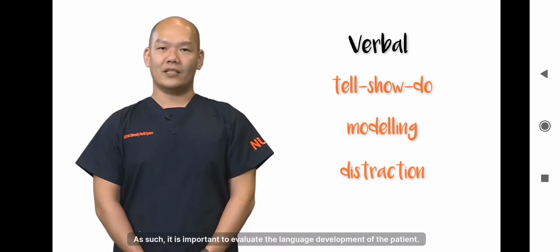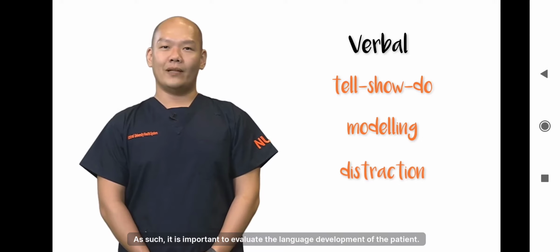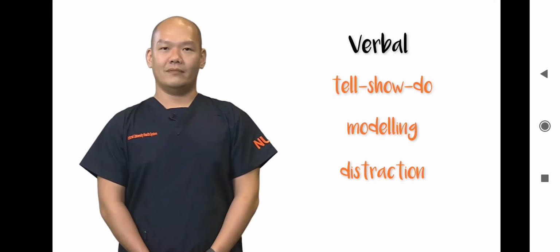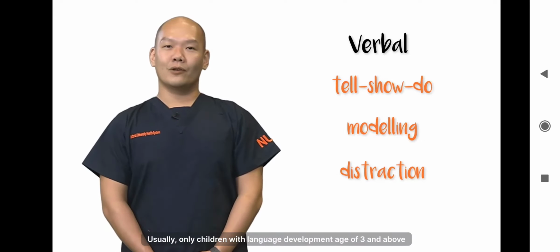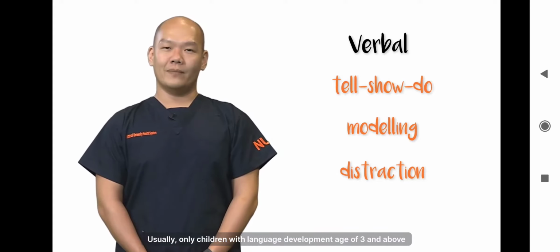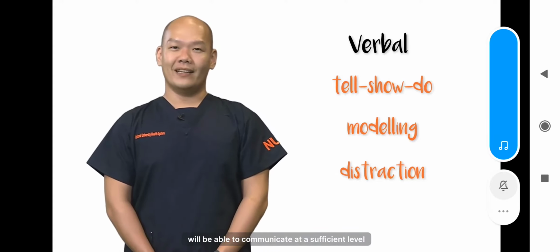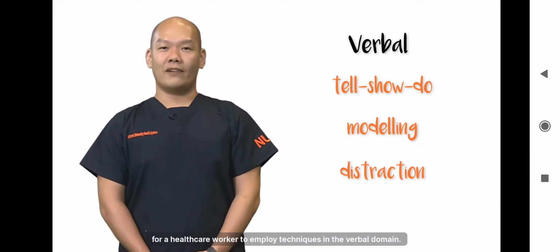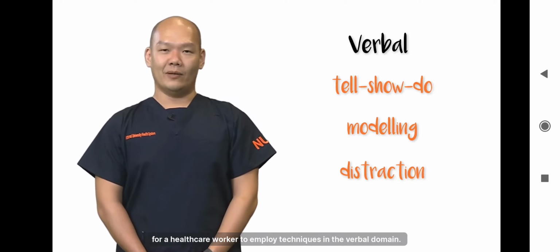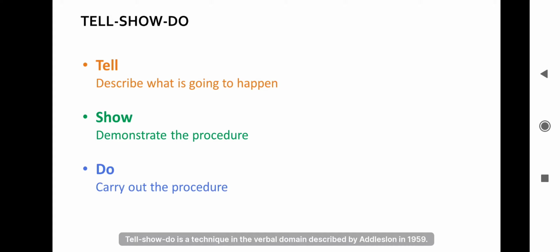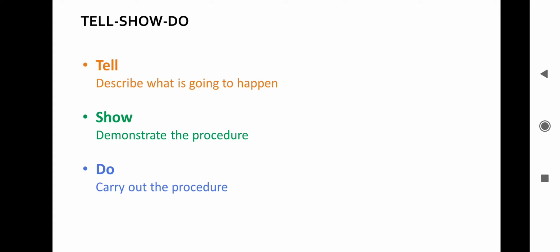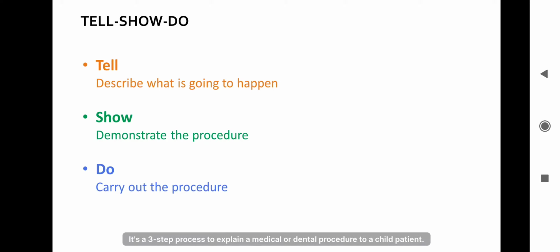As such, it is important to evaluate the language development of the patient. Usually, only children with language development age of 3 and above will be able to communicate at a sufficient level for a healthcare worker to employ techniques in the verbal domain. Tell, show, do is a technique in the verbal domain described by Addelston in 1959. It is a 3-step process to explain a medical or dental procedure to a child patient.